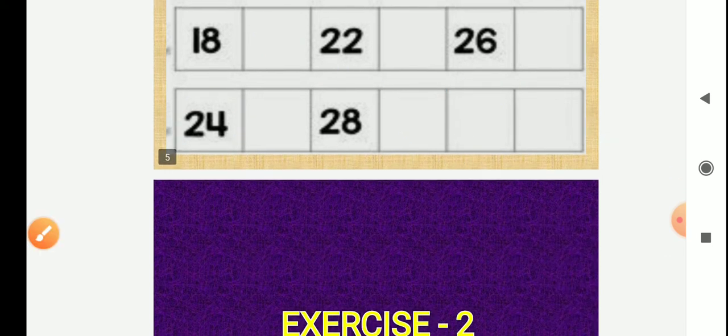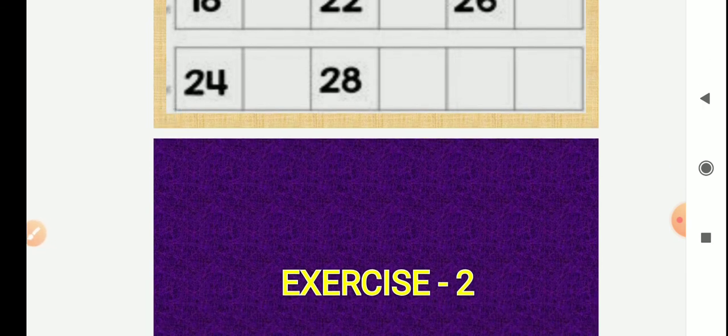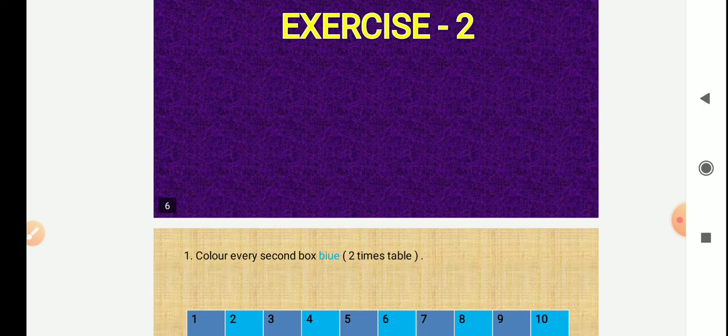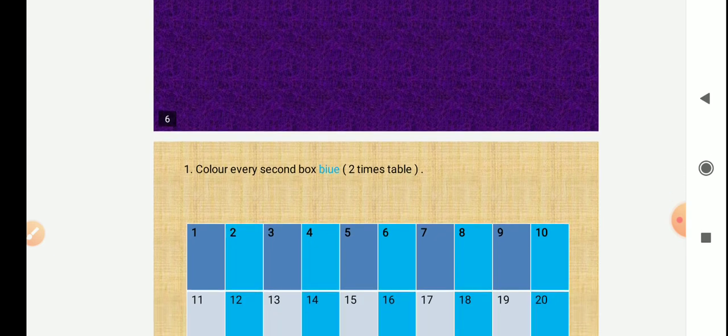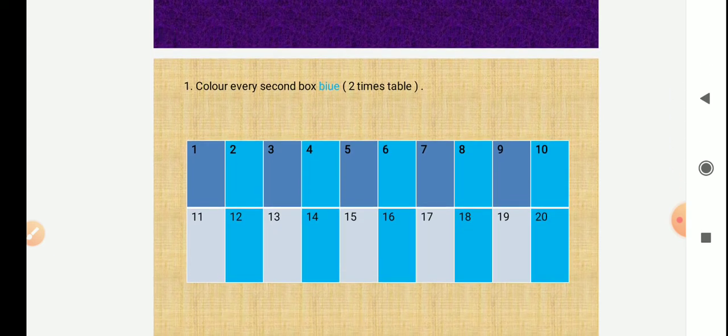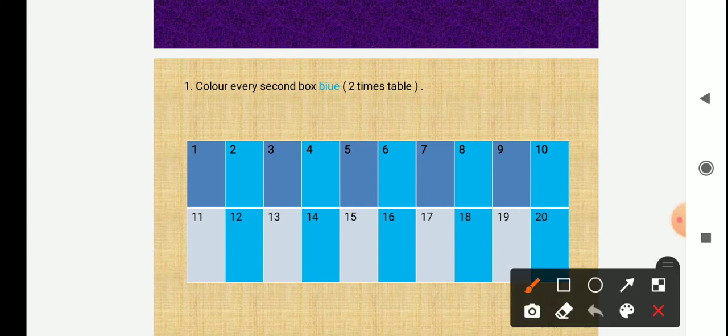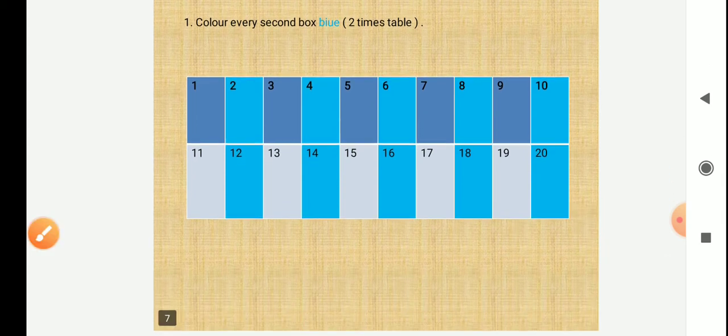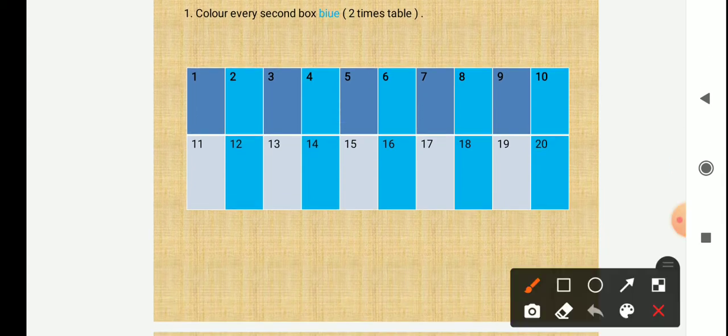Okay. On the basis of that, now we will solve exercise 2. So, see students, first question. Here 1 to 20 numbers are given and you have to color every second box with the blue color, and we have to prepare the 2 times table. Okay. So, just now you have learned skip counting. So, we have to follow the same steps to form the 2 times table.